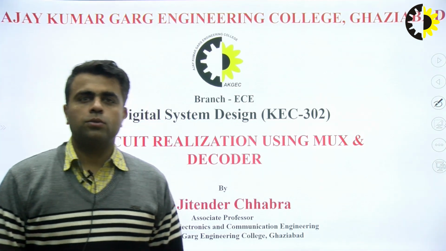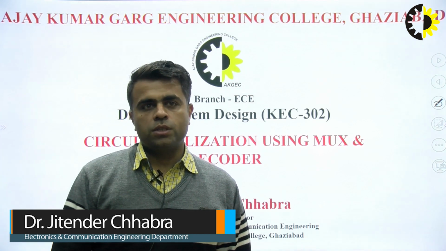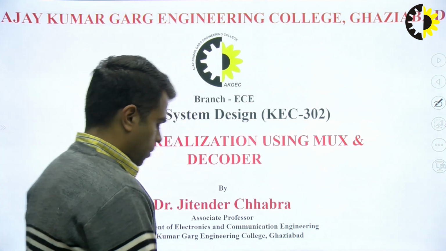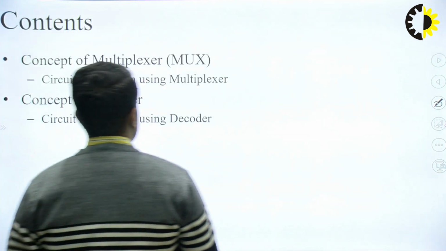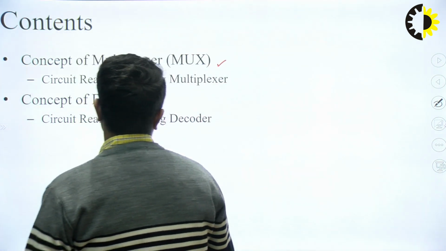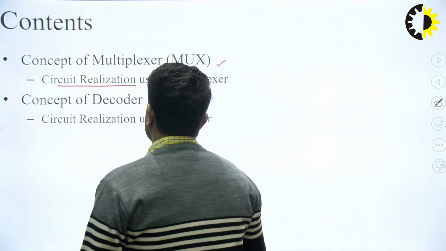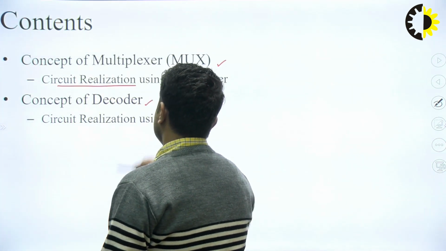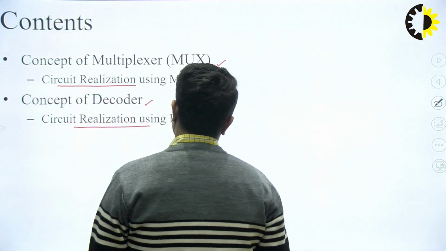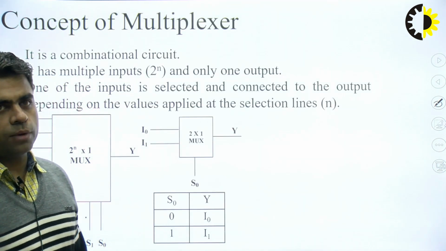So hello everyone. Today we will be covering another complex topic from unit 2, which is circuit realization using multiplexer and decoder. These are the contents. First we will cover the basic concept of multiplexer, then how that concept can be used to realize various combination circuits. Similarly, we will then proceed to decoder, its basic concept, and how this concept can be used to realize various circuits. So let's start with the basics of multiplexer.